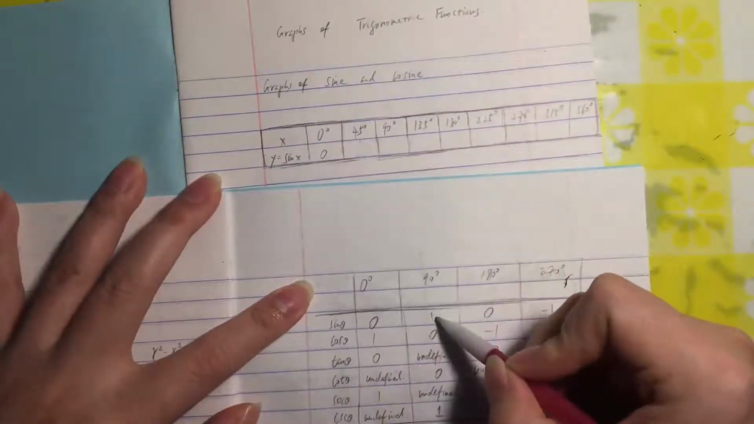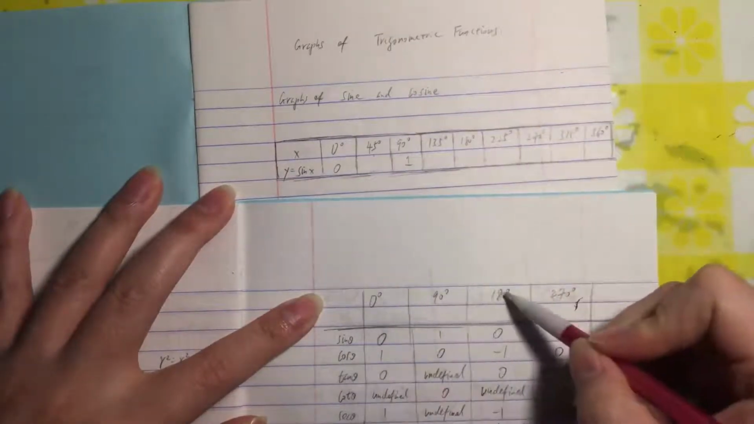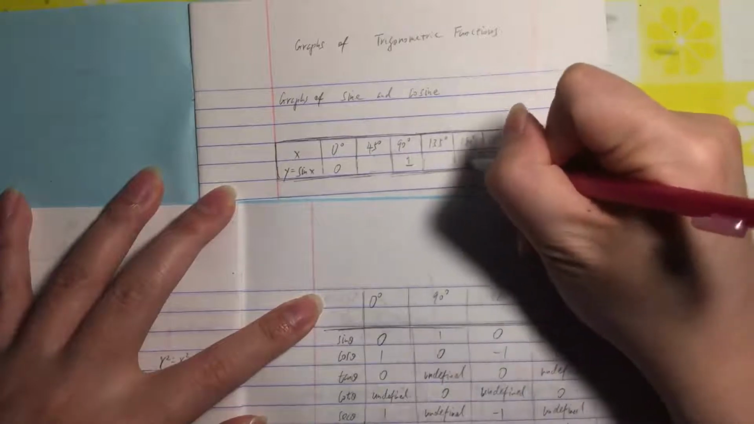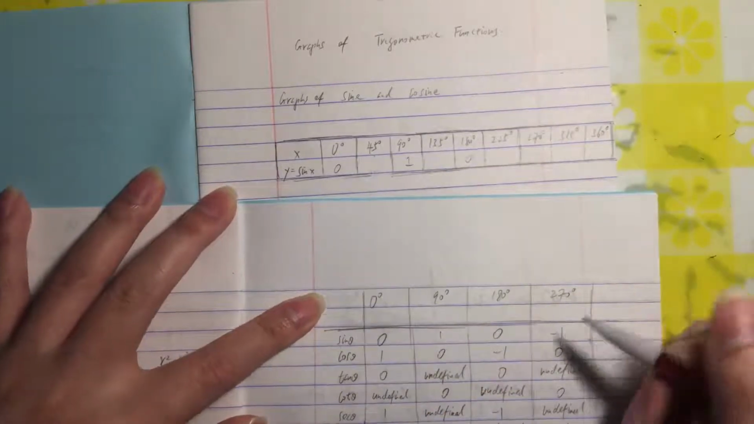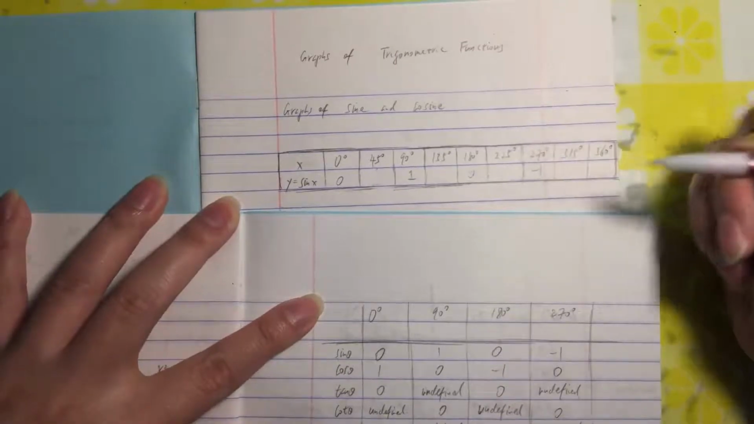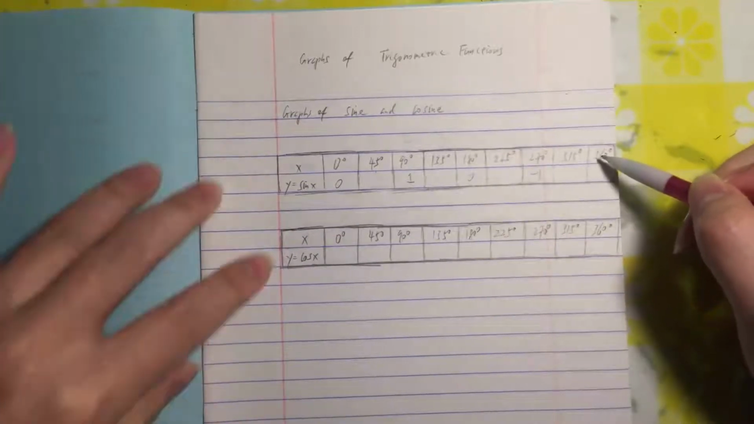Sine of 90 degree is 1. Sine of 180 degree is 0. And sine of 270 degree is -1. That's what we know from last class. How about sine of 360?